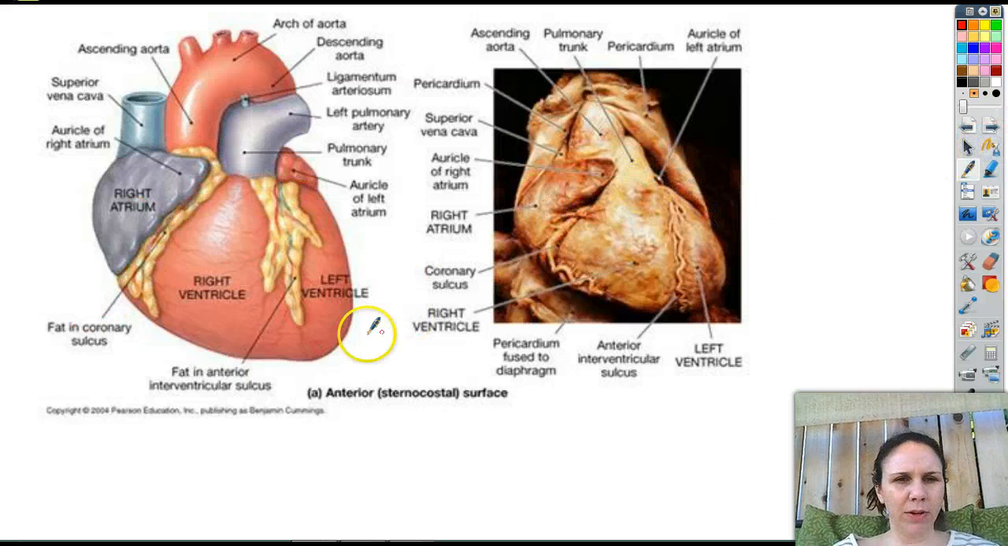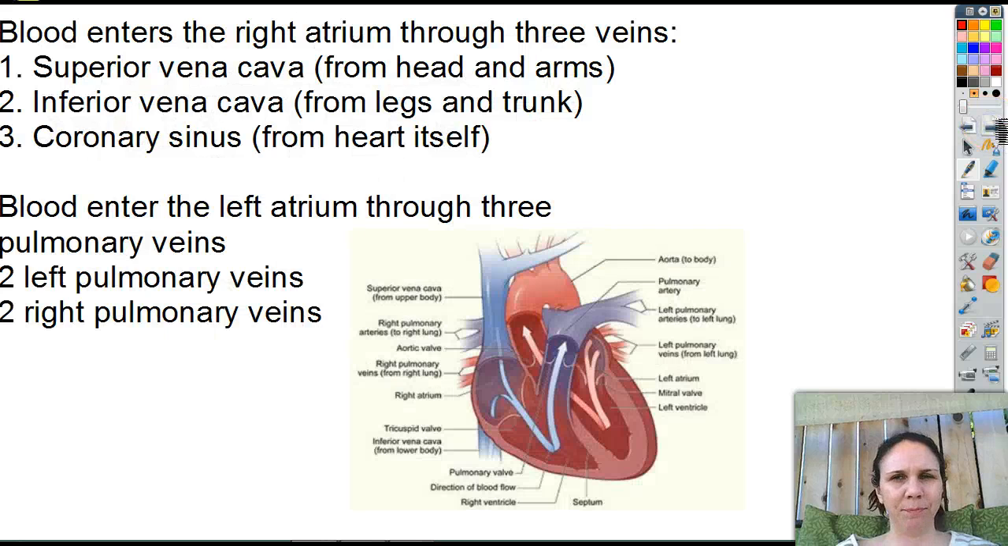The other one, we've got the anterior interventricular sulcus, just goes right down the middle like that. And it's easy to find, just follow this little artery. And then on the back of the heart, there's going to be another one going up the back as well. So sulcus just is a fancy word for groove or dip.